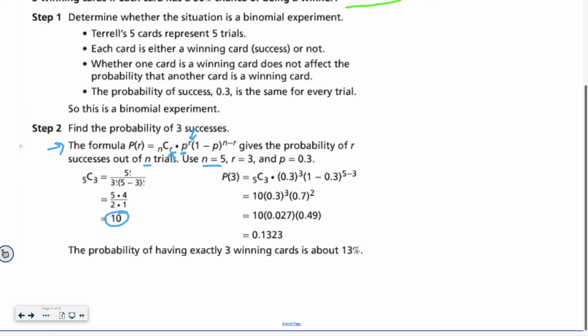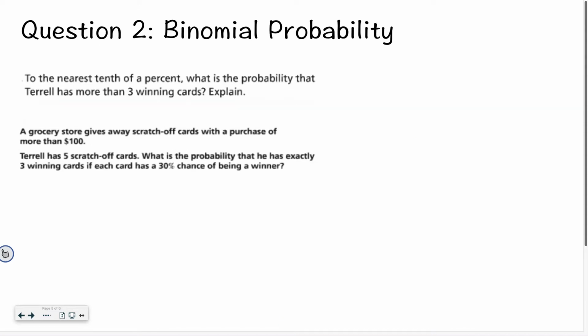Okay, so I realize you still might be confused, but what I want you to do is first start and write down what n equals, what r equals, and what p equals. Once you have that, it's just plugging things into a formula. You guys are great at that. If you need help with it, ask for some assistance, and I'm happy to help you.